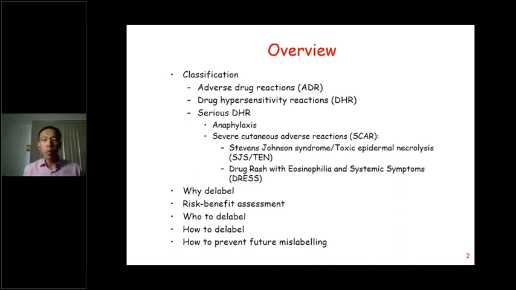A little bit about why delabeling is important in certain situations. But before doing that, our analysis of the risk-benefit assessment, who should be authorized to delabel the drug allergy or adverse drug reaction, how to delabel it, and how to prevent further mislabeling, which is probably the most important step of all.